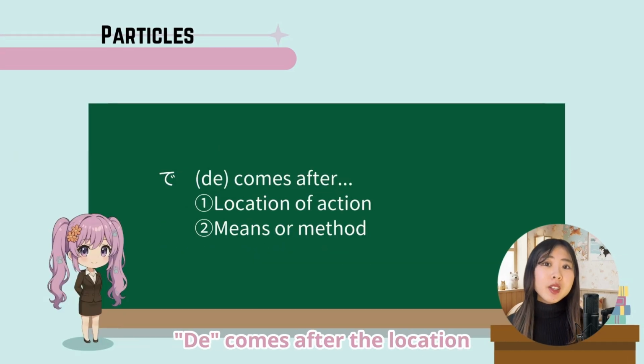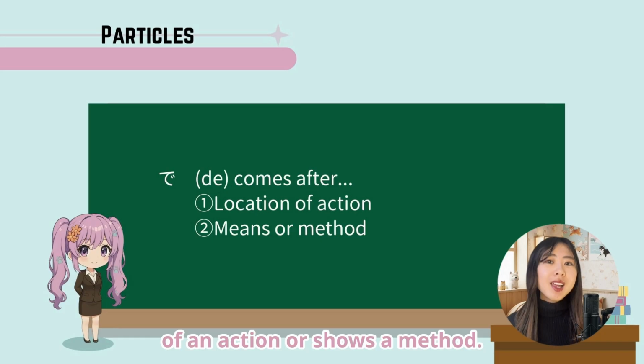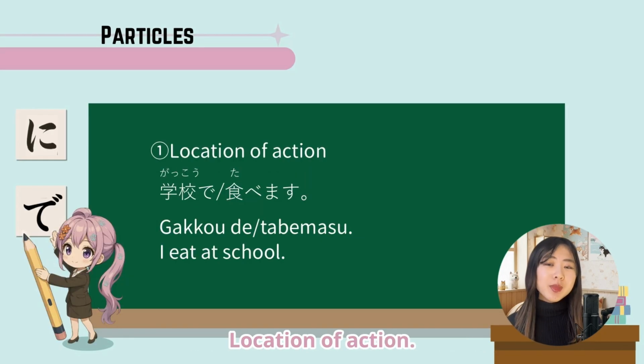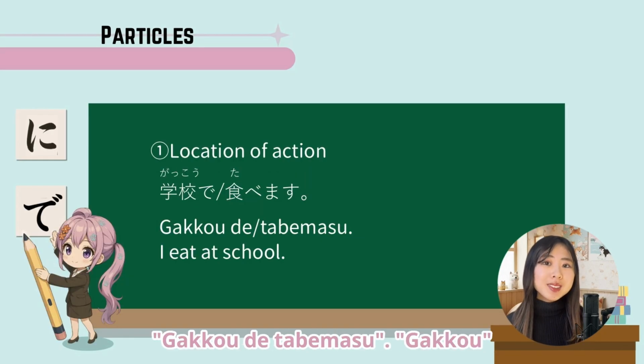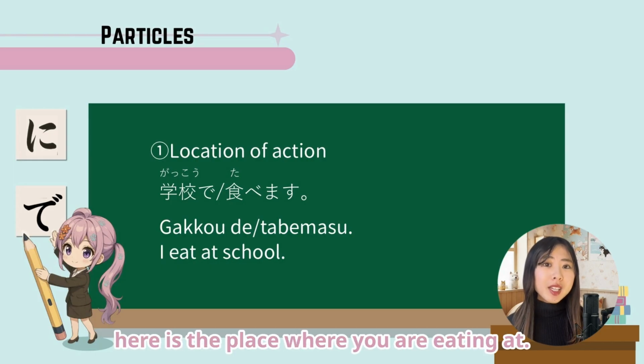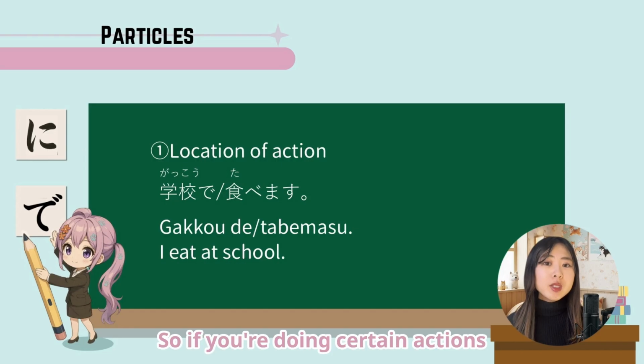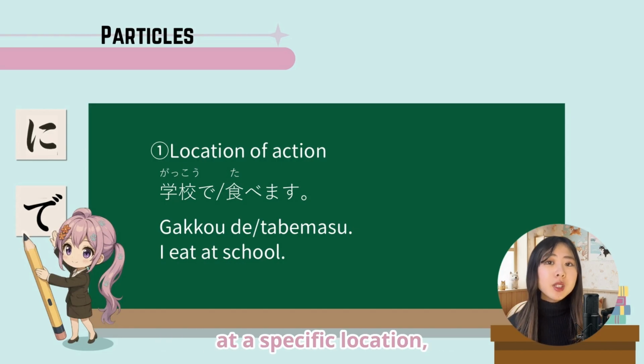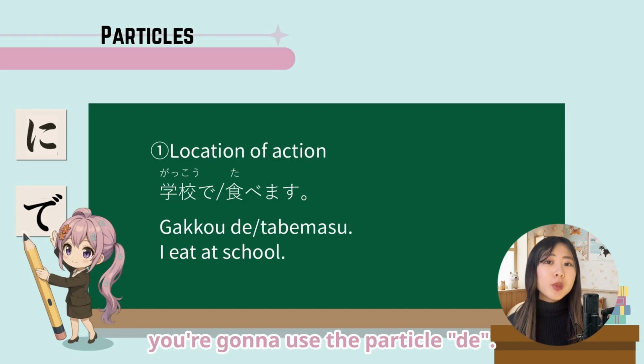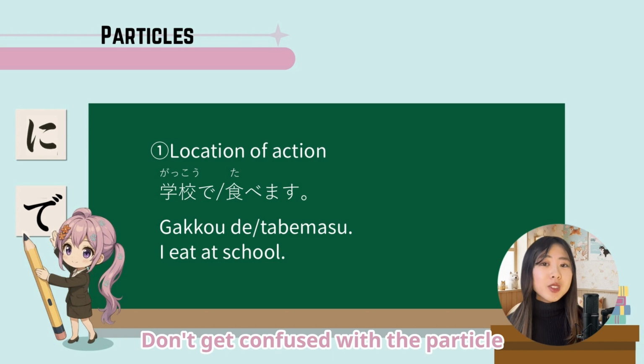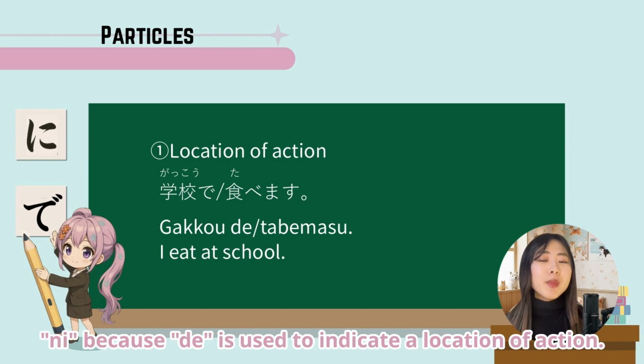De comes after the location of an action or shows a method. Location of action. 学校で食べます. 学校 here is the place where you are eating. So if you're doing a certain action at a specific location, you're going to use the particle de. Don't get confused with the particle ni, because de is used to indicate a location of action.